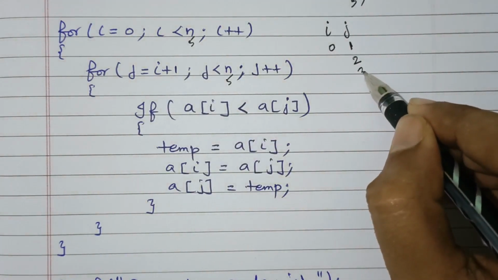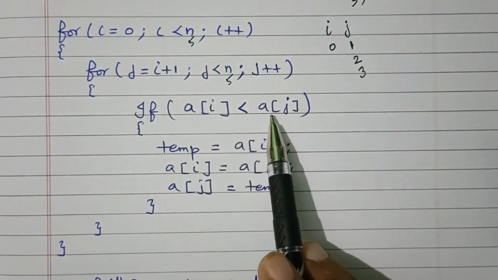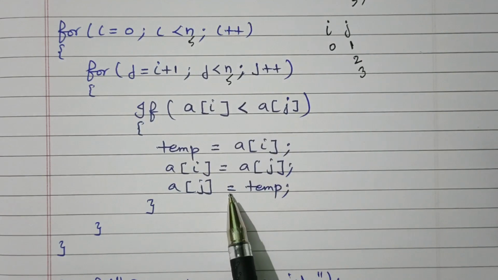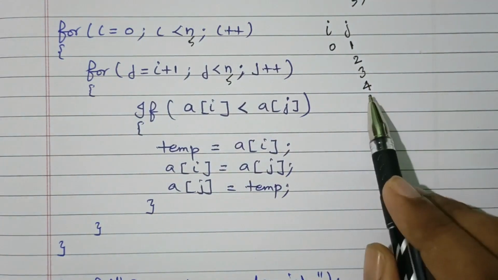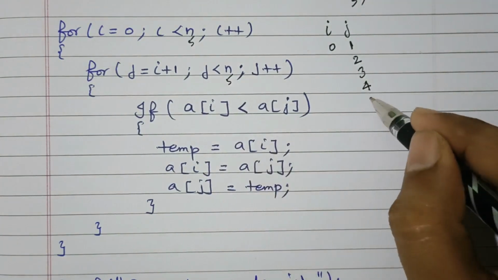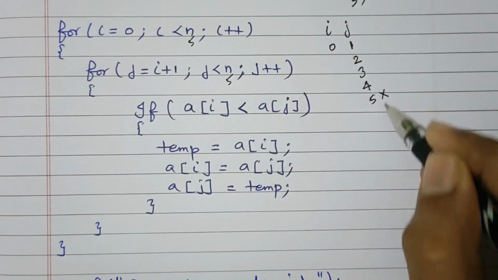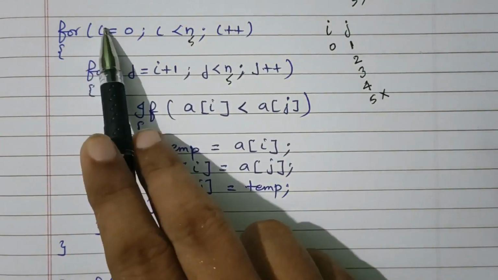Then j is incremented to 3. So the first number is compared with the fourth number. If the condition is correct, it will be interchanged. Otherwise it will leave. Then 4. 4 means the first number with the fifth number. Right. Then 5. 5 means the condition is false. So it will terminate the inner loop. That will go to the outer loop.